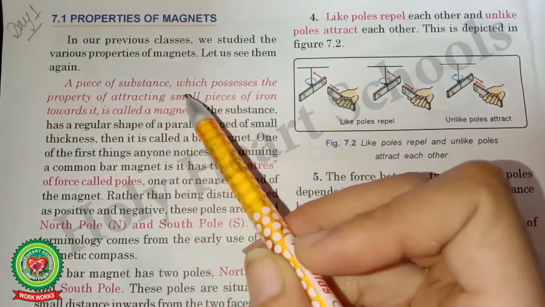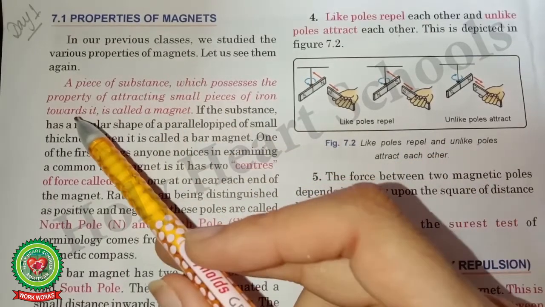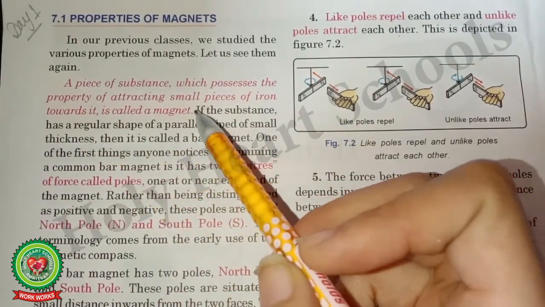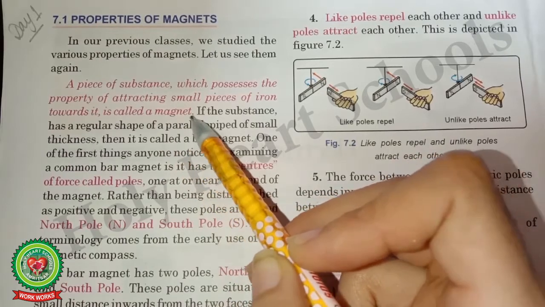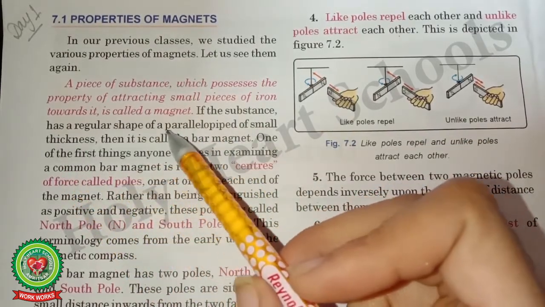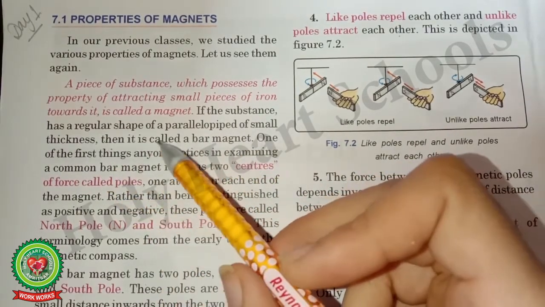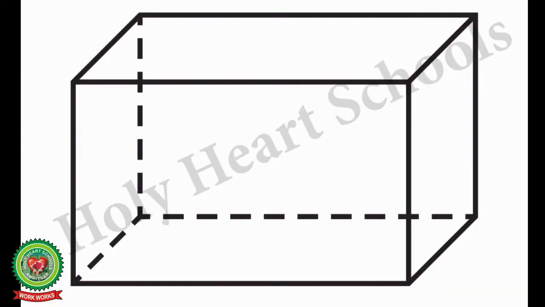A piece of substance which possesses the property of attracting small pieces of iron towards it is called a magnet. Students, underline, this is the definition of magnet. If the substance has a regular shape of a parallelepiped of small thickness, then it is called a bar magnet.